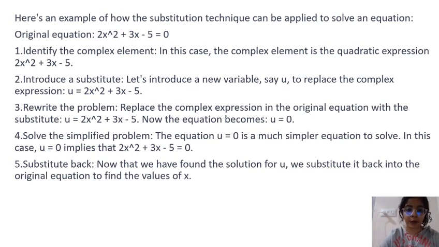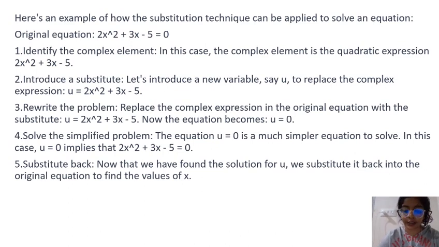Solve the simplified problem. The equation u equals 0 is a much simplified equation to solve. In this case, u equals 0 implies the original equation, and the fifth one is substitute back. Now that we have found the solution for u, we substitute it back into the original equation to find the value of x.